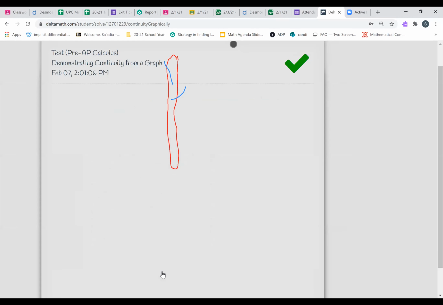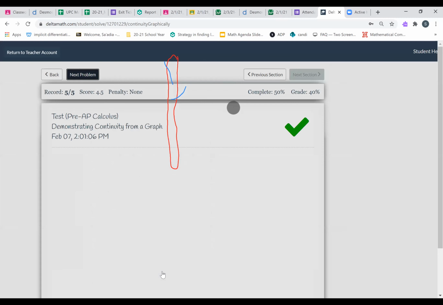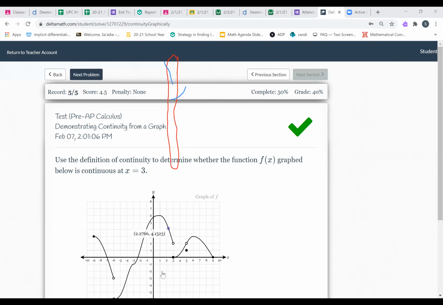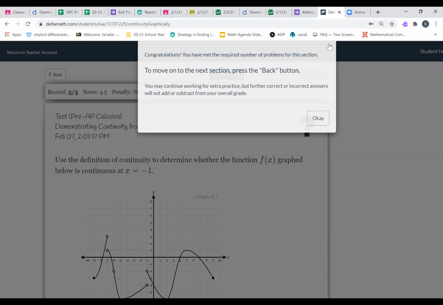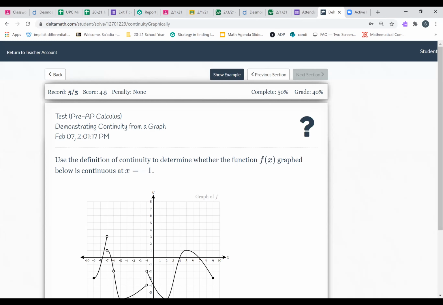Look at us go. Being amazing. Oops. Clear all my drawings. And let's try another problem.